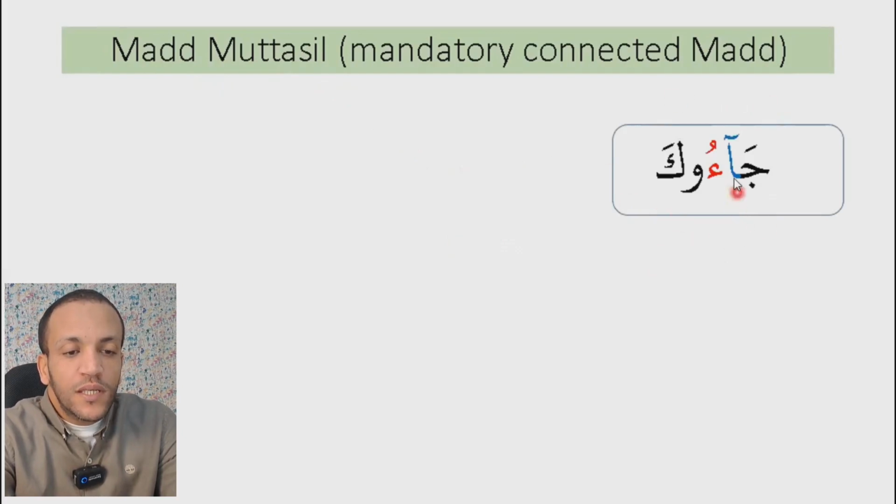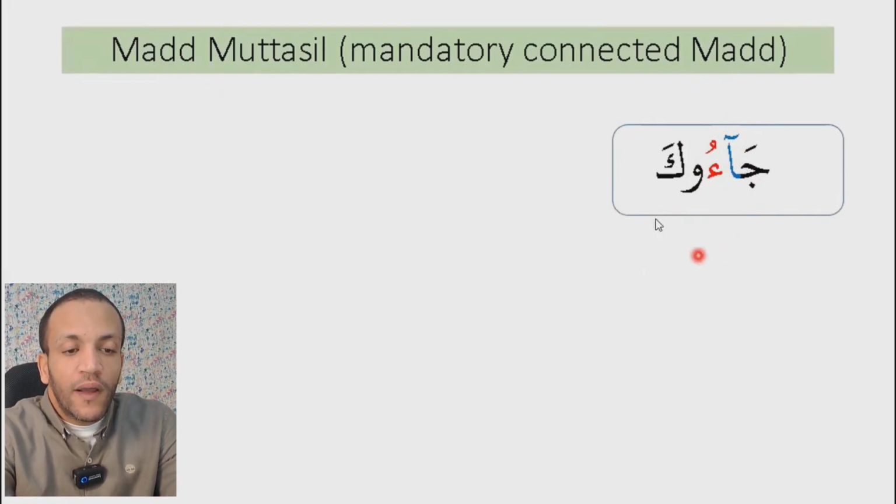In this word you see the letter of mad, the letter alif, with the sign of the long mad above, and the following letter is the letter hamza with the vowel dhamma. Remember that the letter hamza must always have a vowel when it follows the letter of mad.